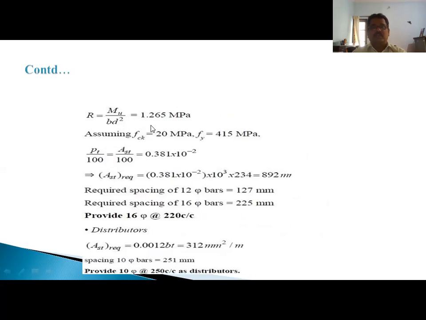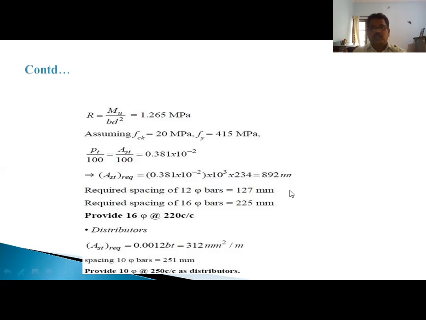Now Mu by bd square is coming around 1.265 MPa, that is Newton per mm square. We're assuming, of course, as given, fck is 20 Newton per mm square and fy is 415 MPa. So area of steel, that is pt, percent of steel, that is 100 Ast by bd, is coming around 0.381 into 10 raised to minus 2. So therefore area of steel required is pt multiplied by length per meter length, that is 1000 mm, into effective depth 234 mm, it is coming around 892 mm square.